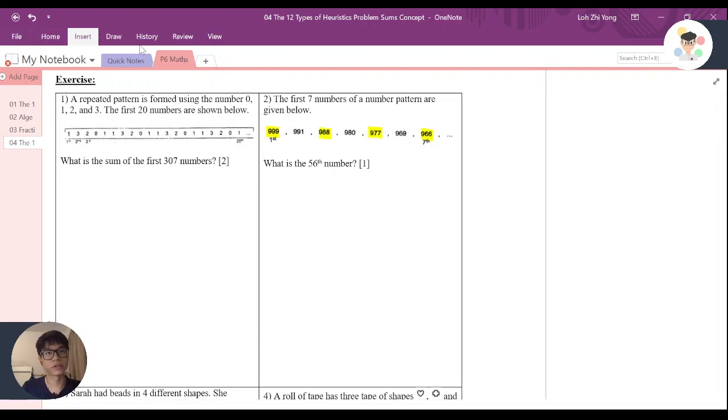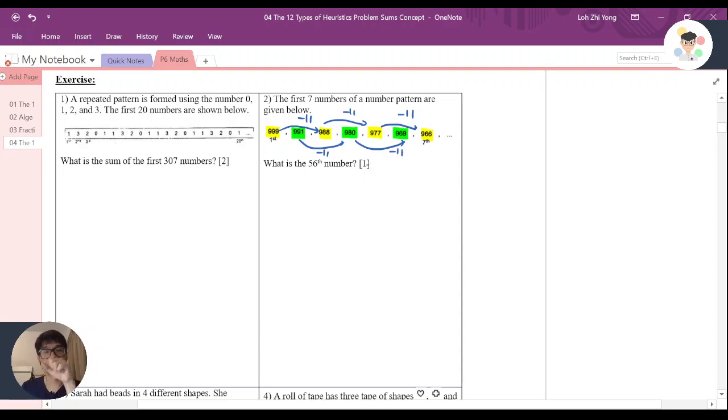This is actually decreasing by 11. Can you see that? 11 minus 11, 11. However, on the other hand, you also should recognize that 991, 980, 969 is actually also decreasing by 11. Okay? Can you get the concept?